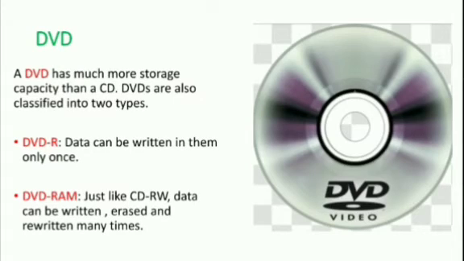Next is DVD. A DVD has much more storage capacity than a CD. DVDs are also classified into two types, DVD-R and DVD-RAM, same as CDR and CDRW. In DVD-R, data can be written only once. In DVD-RAM, just like CDRW, data can be written, erased, and rewritten many times.